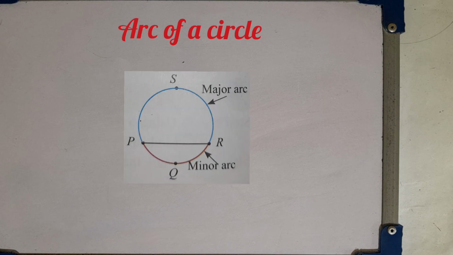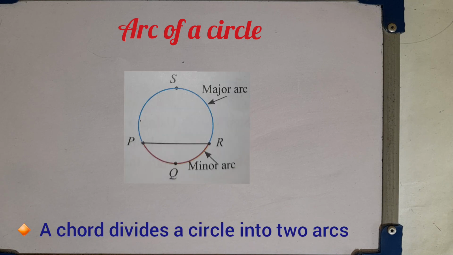Our next term is the arcs of a circle. What is an arc? A chord divides a circle into two arcs. The larger one is called the major arc and the smaller one is named the minor arc. You can observe the diagram given here. I have marked the two arcs, major arc and minor arc.